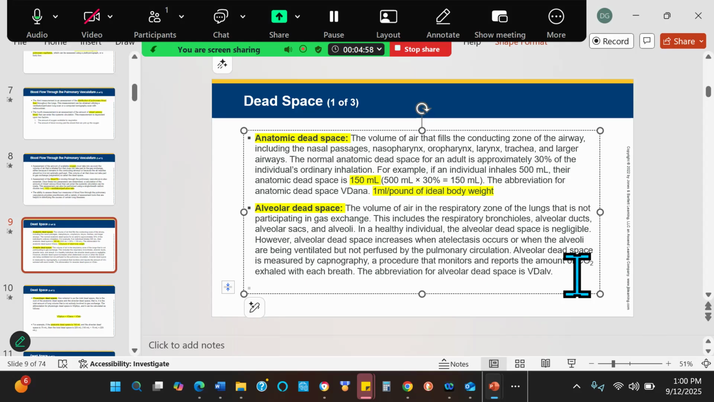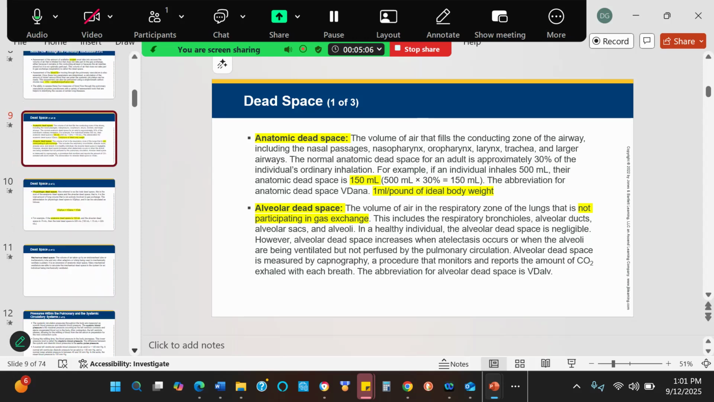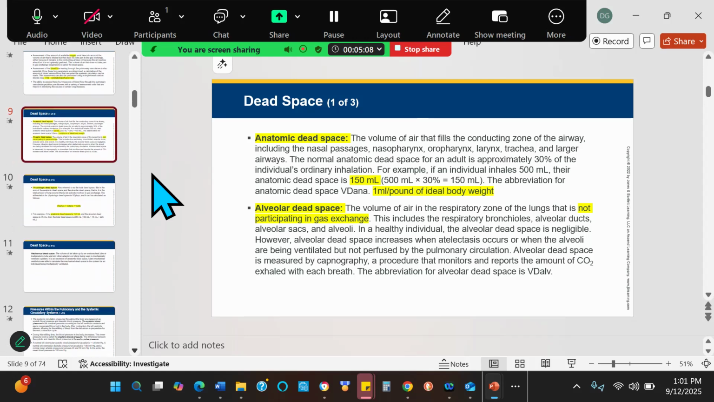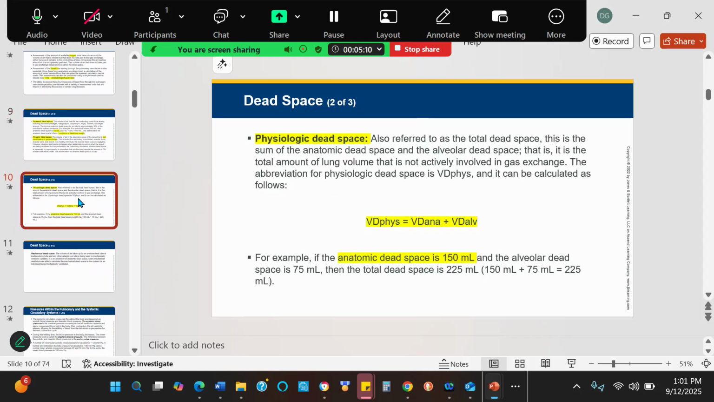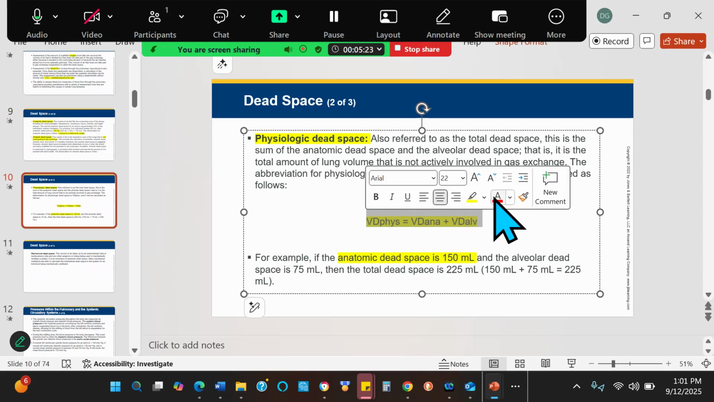Alveolar dead space, those are the alveoli that are not participating in gas exchange. They might be full of pneumonia. They might be collapsed and unable to participate because of that. And then physiologic dead space is the total of anatomic and alveolar. So that is a formula that you'll want to hang on to there. You'll wind up using it.